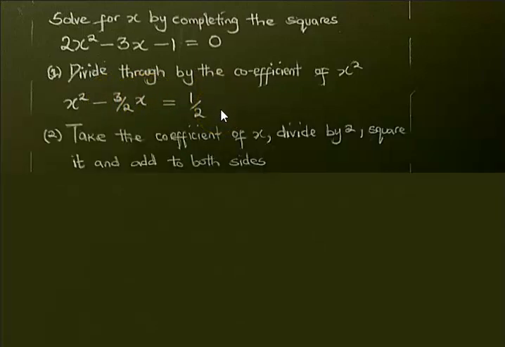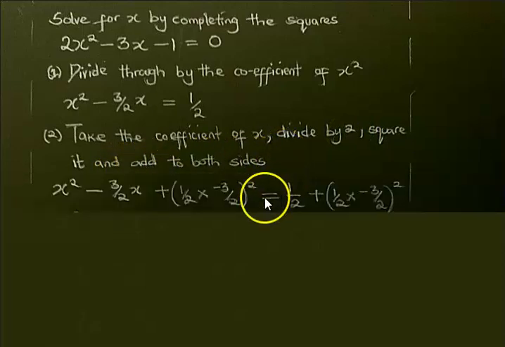The next thing we are going to do is take the coefficient of x, which is minus 3 over 2. We divide it by 2, then we square it and add the result to both sides of the equation. If we do that, this is exactly where we arrive.